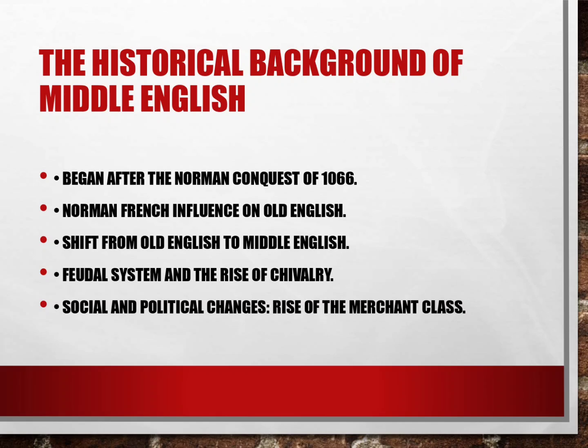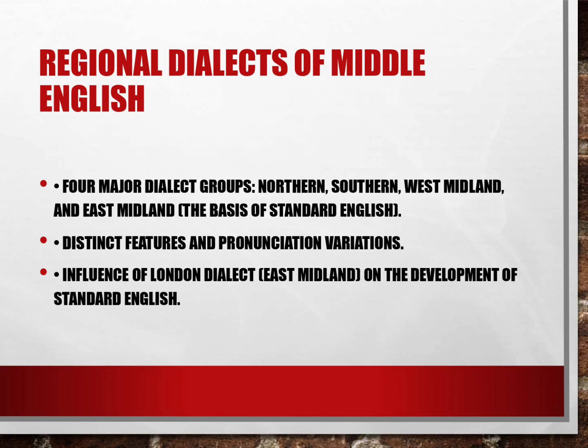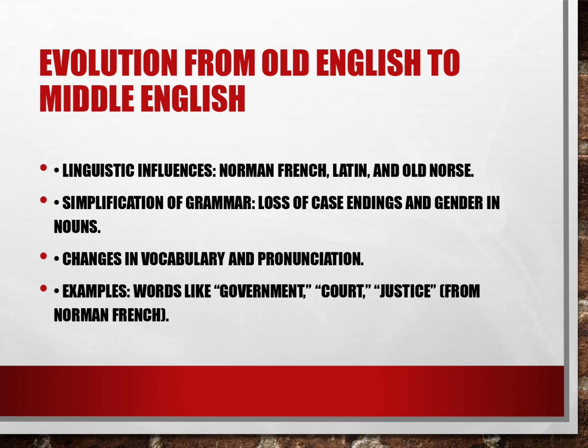Now we'll be talking about the regional dialects of Middle English. We can see four major dialect groups: the Northern, Southern, West Midland, and East Midland. It was divided on the basis of Standard English. One of the most noticeable changes from Old English to Middle English is the simplification of the inflectional system.